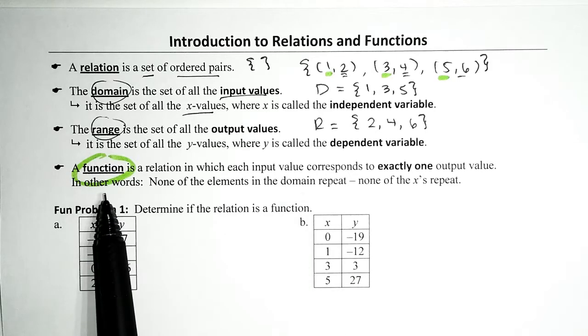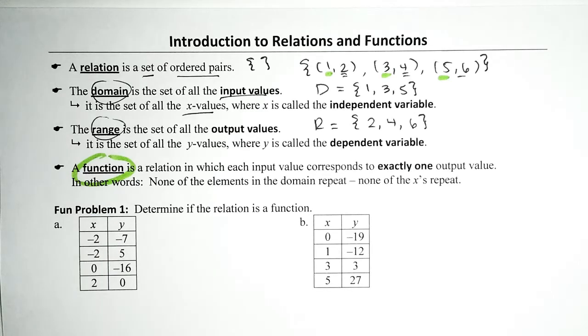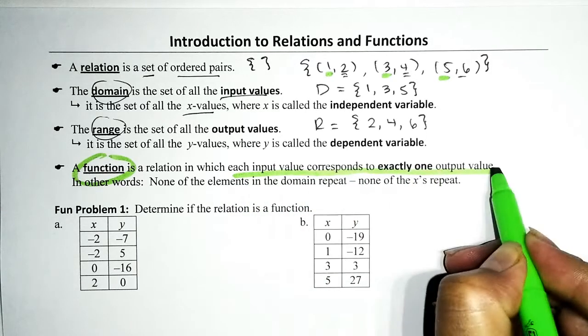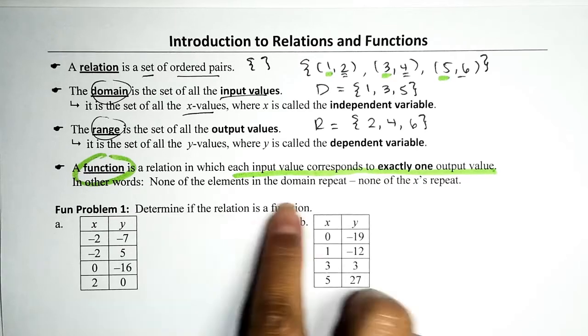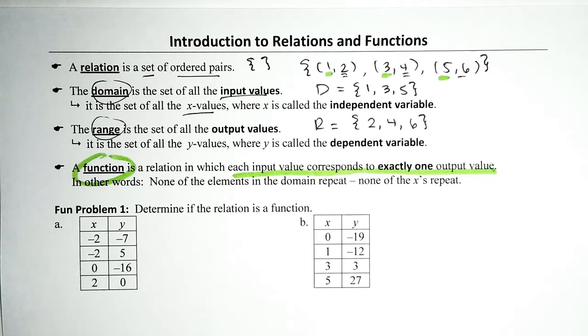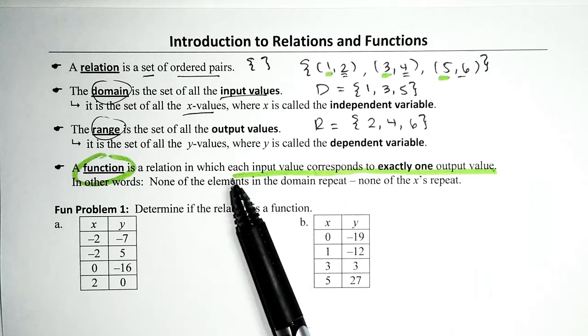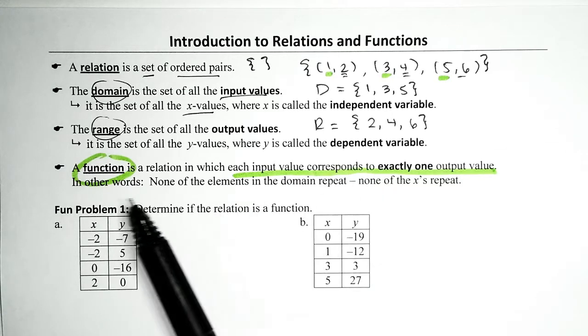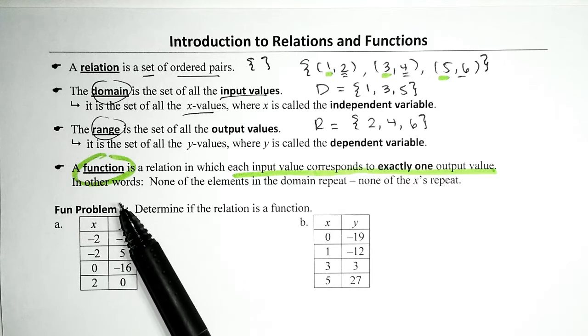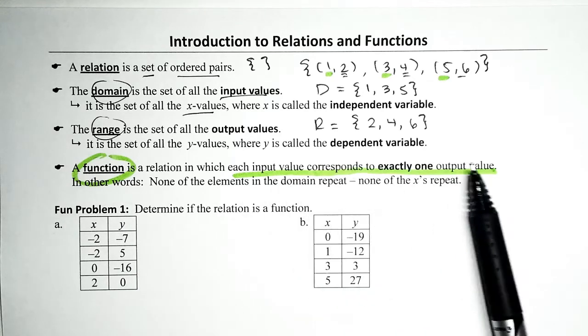Okay, for the something of the hour, insert the word that I'm trying to look for: what is a function? It says a function is a relation in which each input value corresponds to exactly one output value. In other words, none of the elements in the domain repeat. But I like to remember it how we have it in the first slide: a function is a special relation where for each input there's exactly one output.